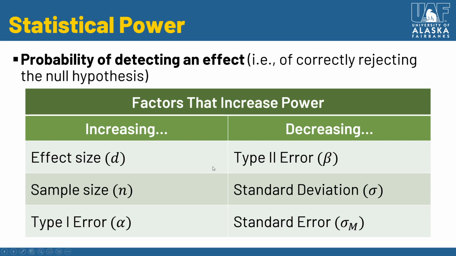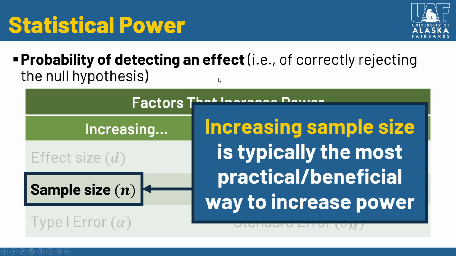But generally, the most practical way to increase power is to increase sample size, right? And so whenever people talk about needing to have good sample size, there's a lot of reasons for that, but in a very basic sense, it comes down to statistical power. Increasing sample size is typically the most practical and most beneficial way to increase power. Or in other words, increasing sample size is the most beneficial and practical way to increase the probability that we'll actually detect effects that we expect to occur, assuming that those effects are actually true and do exist.